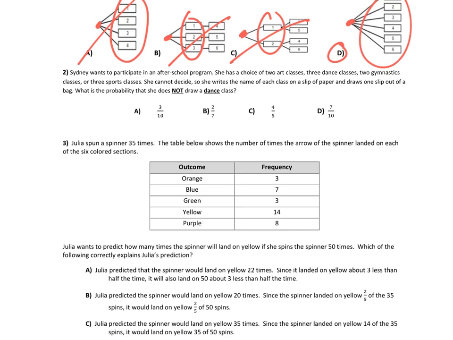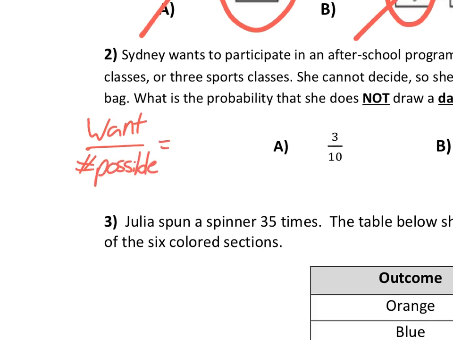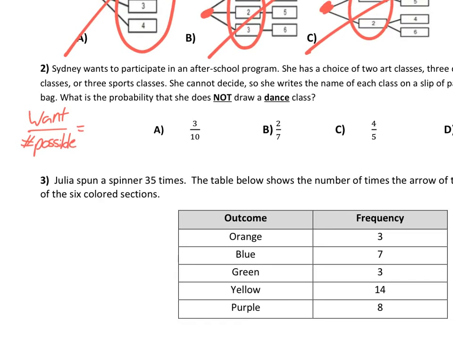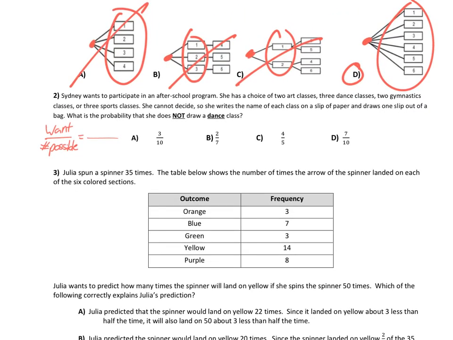So if you guys will remember, when we talked about probability, we talked about the probability of something being what we want over our number of possible. So first we got to figure out what it is that we want. Well, we're trying to figure out what is not a dance class. So actually, I know I said that I want to figure out what we want, but let's figure out the total number possible first, because I think that's going to be easier.